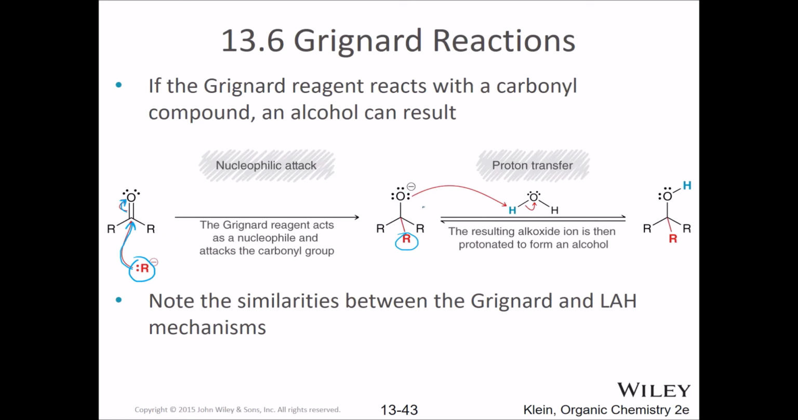After I get my alkoxide, then I can introduce water, right? And then this is gonna come over here, steal the proton. This guy goes off as hydroxide. And there's my new hydrogen, right? So I now have made my alcohol.